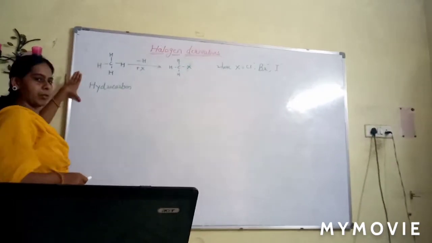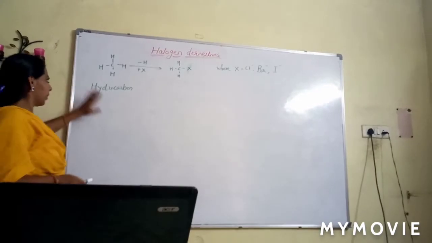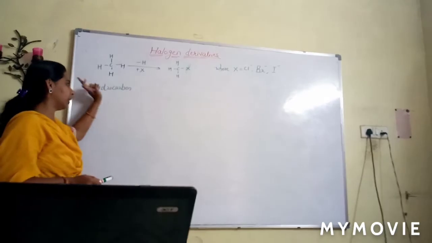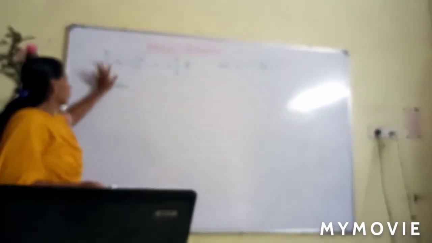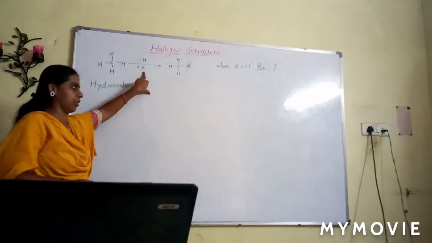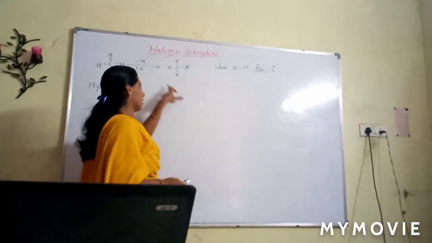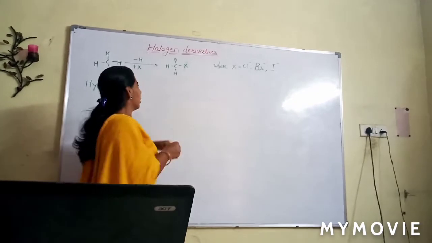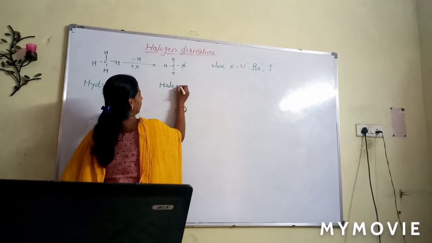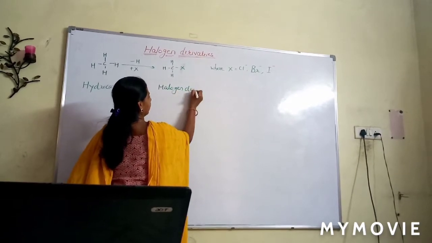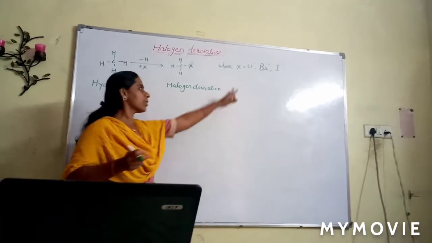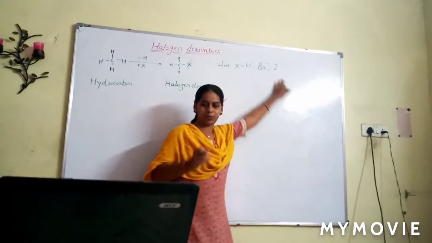Now, this is the hydrocarbon. What is the name of this compound? Methane. But this is the hydrocarbon because it is a compound formed from carbon and hydrogen only. Now, from this structure, if one of the hydrogens is replaced by a halogen atom, then we get this structure, that is CH3X. This is called a halogen derivative, where X may be chloride, bromide, or iodide.